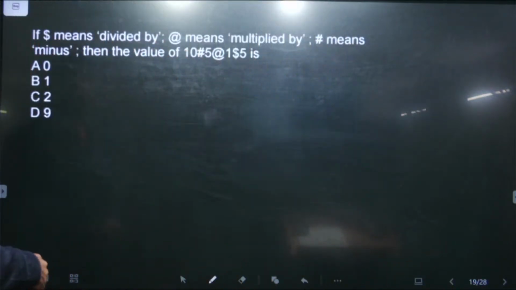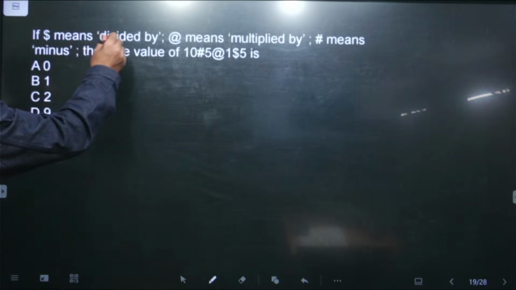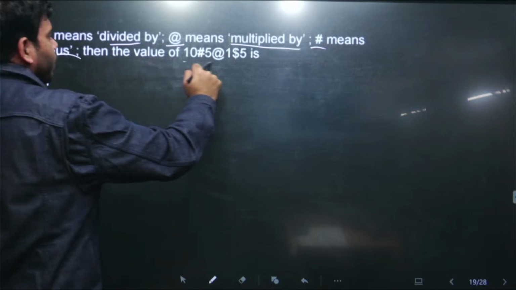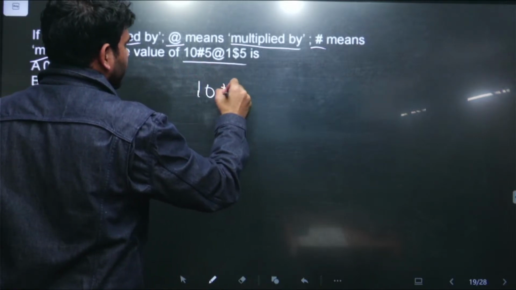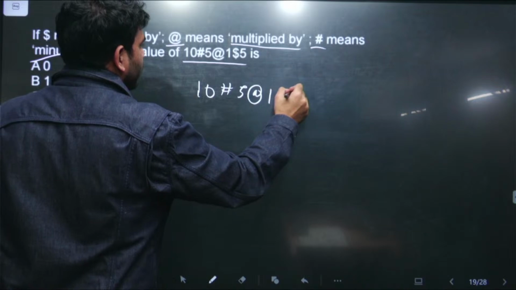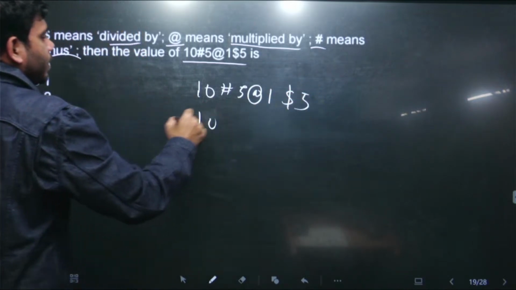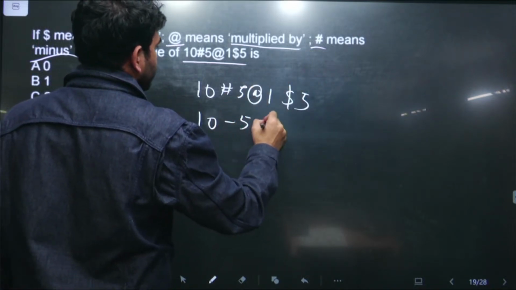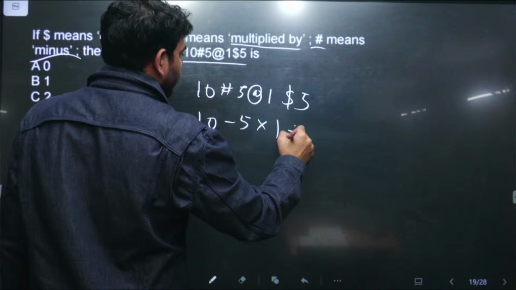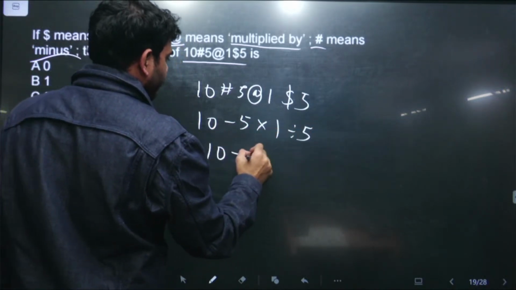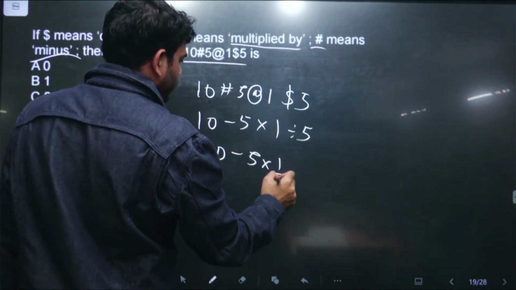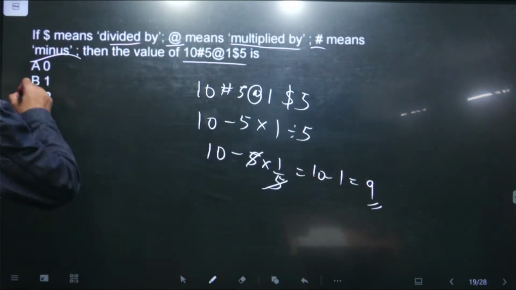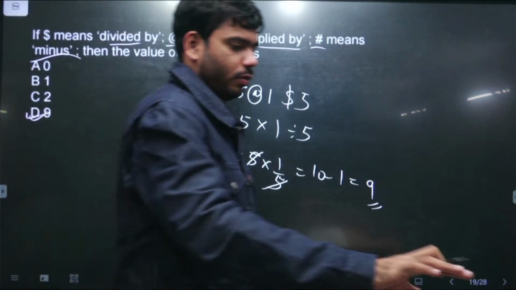So this is the next question. Here it is saying dollar means divided by, at the rate means multiplied by, and hash means minus. We need to find the value of this expression. At the rate means multiplied, hash means minus, and dollar means divided by 5. So here the answer is coming out to be 9. So option number D, 9, is correct here, right?